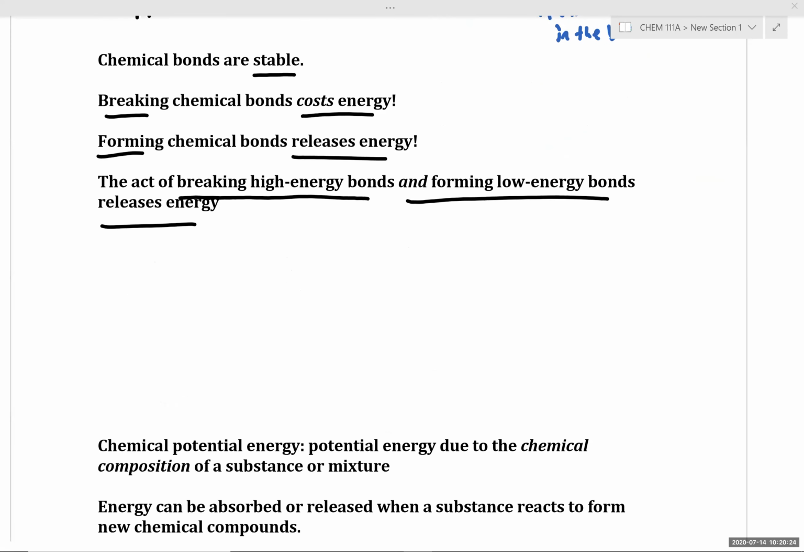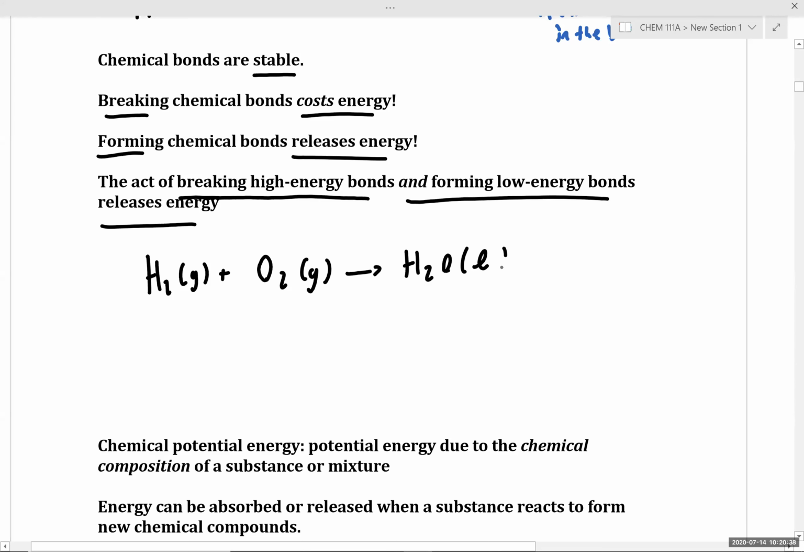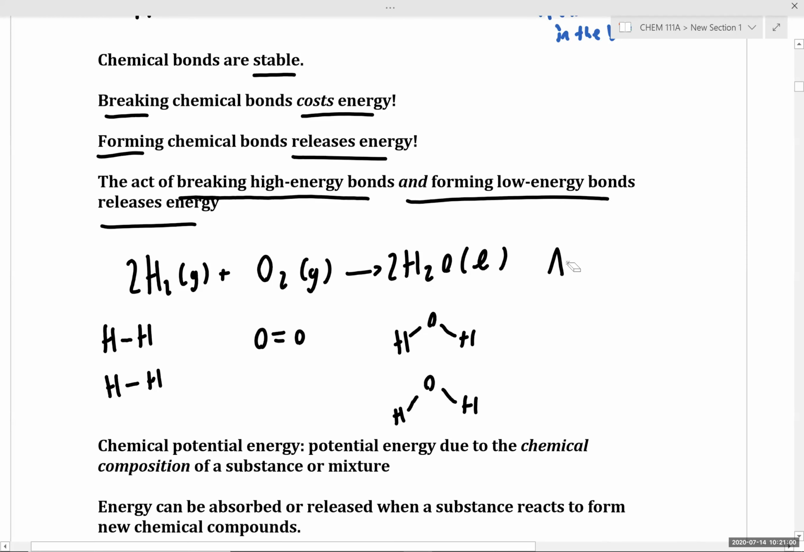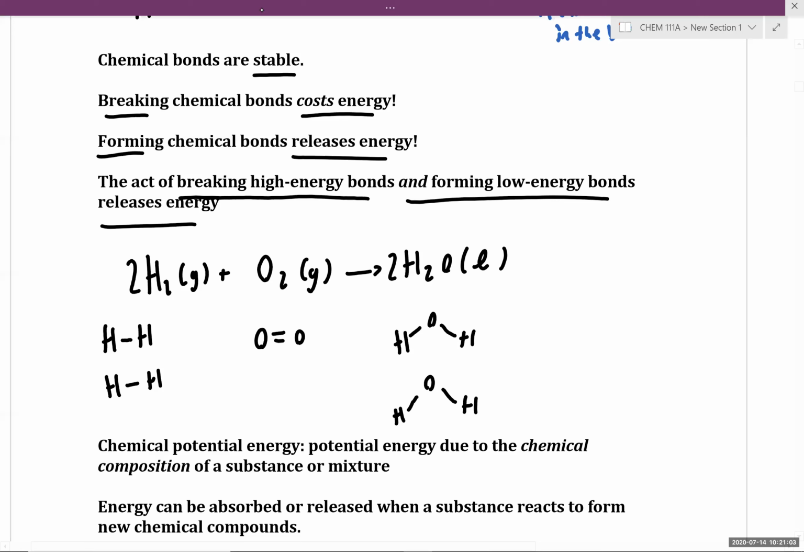So for example, one of the more societally relevant reactions that we've been trying to leverage, not necessarily unsuccessfully, but not as successfully as we would have hoped, is the combustion of hydrogen. So in this process, we are breaking hydrogen-hydrogen bonds and oxygen-oxygen bonds, and we are forming oxygen-hydrogen bonds. And the net result of this reaction is that it releases energy overall.